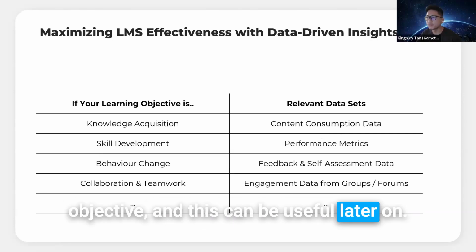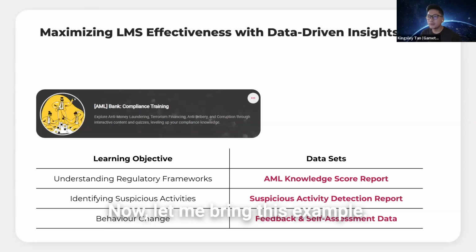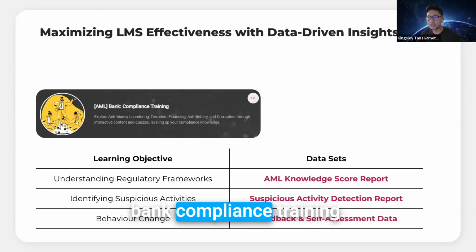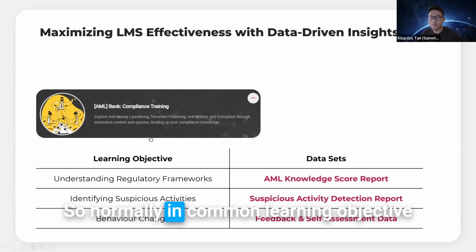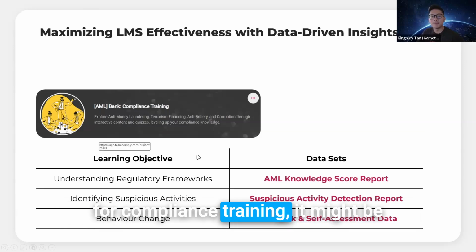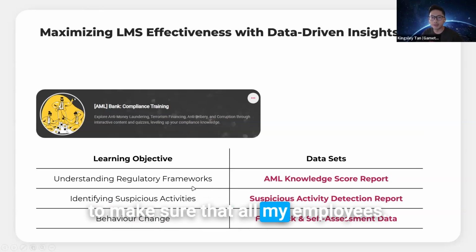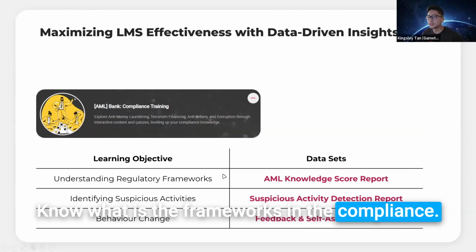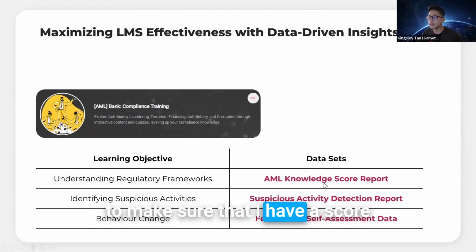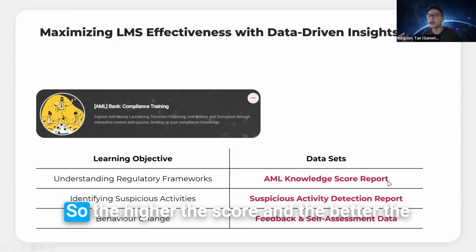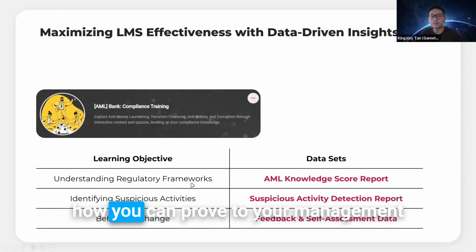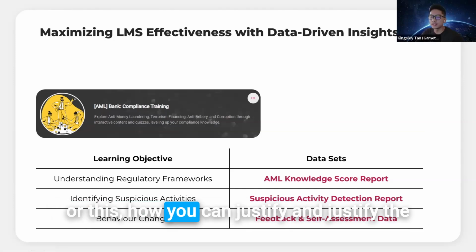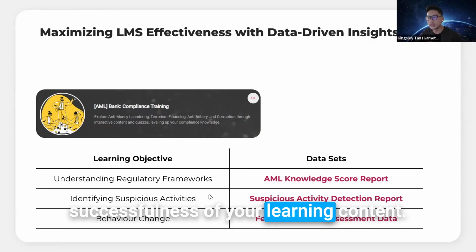And this can be useful later on. Now, let me bring this example. So just now we talked about bank compliance training. Normally, a common learning objective for compliance training might be to make sure that all my employees know what the frameworks in the compliance are. In order to do that, I will have to make sure that I have a knowledge score report. The higher the score, the better the understanding of the frameworks. And that's how you can prove to your management, or justify, the successfulness of your learning content.